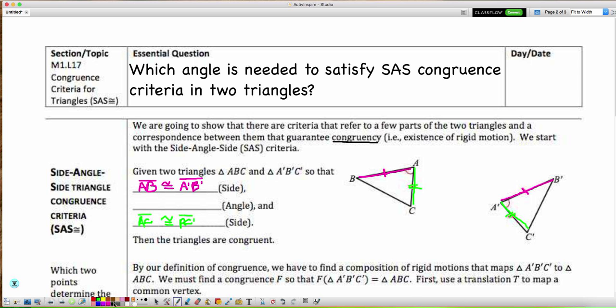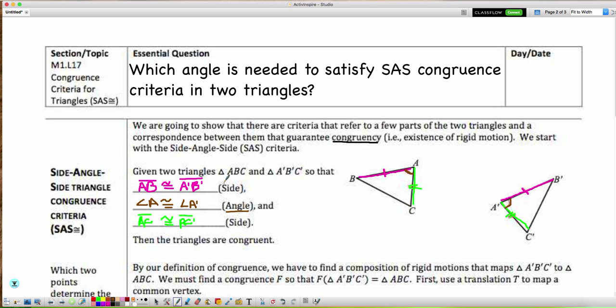And then finally, the last thing I look at is the angle. I look to see if the angle that they have in common is in fact the angle that's formed by the two sides that I highlighted. So yes, in this case, angle A is congruent to angle A prime, because they were both already labeled and they are both the angles between the two sides. Notice that in SAS, the A is in the middle, or the angle's in the middle, because it's between the two sides that form that angle.